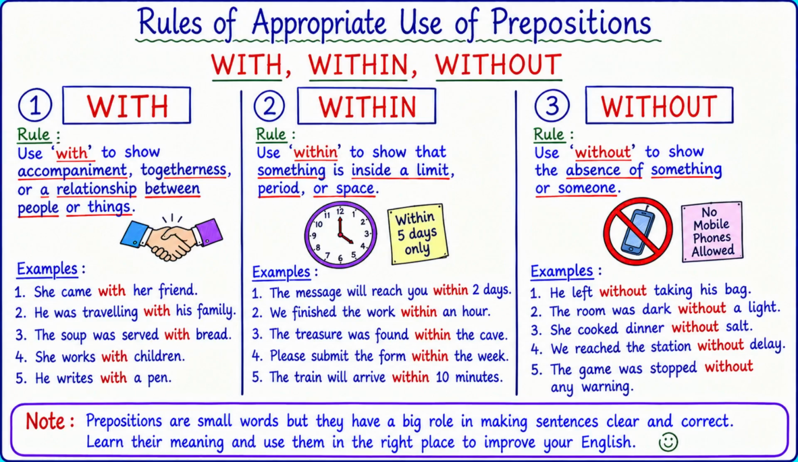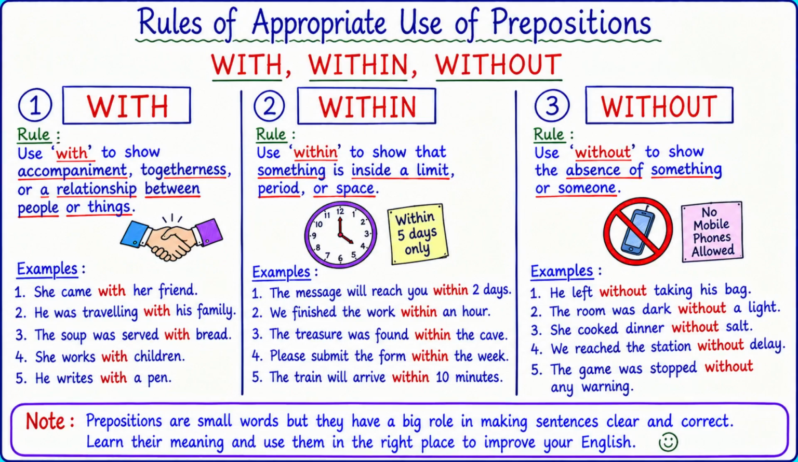Example 4. We reached the station without delay. There was no delay. Example 5. The game was stopped without any warning. No warning was given before the game was stopped. So remember, without means in the absence of someone or something, not having or not using something. For example, without money, without help, without food, without warning, without delay.